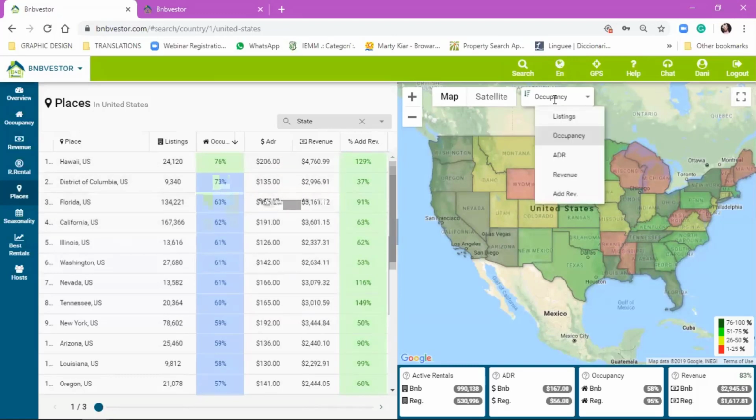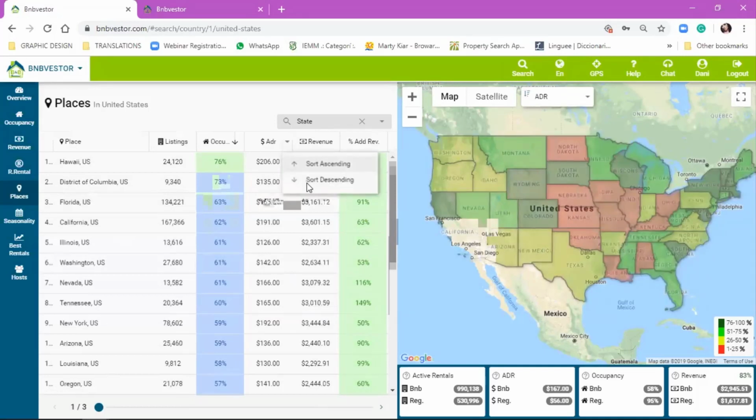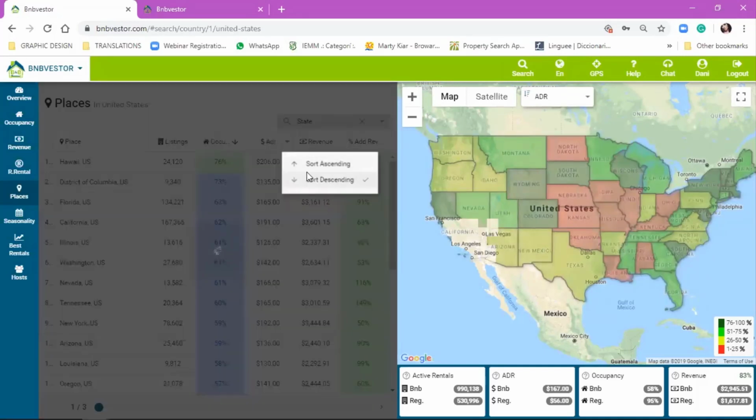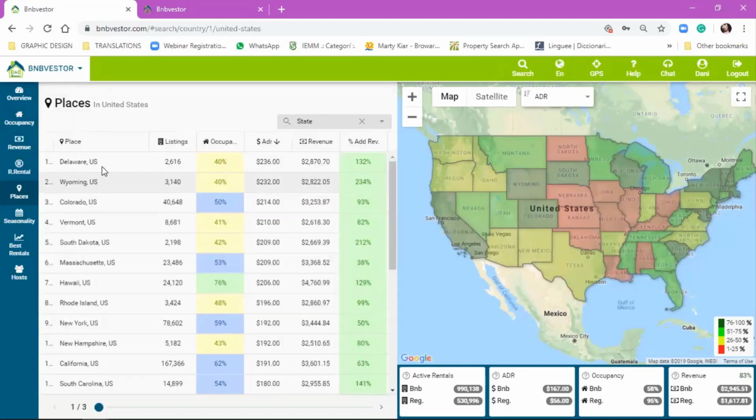We can also change this into ADR, which is average daily rate, and sort descending again. Okay, we can see that Delaware, Wyoming, Colorado, and Vermont are the states with the highest average daily rate. Of course, you can see that their listings are not high ranking and their occupancy is particularly low. So in analyzing the state, it may be that there are two seasons or one season in each of these states, and they have a high average daily rate. You can see their additional revenue.